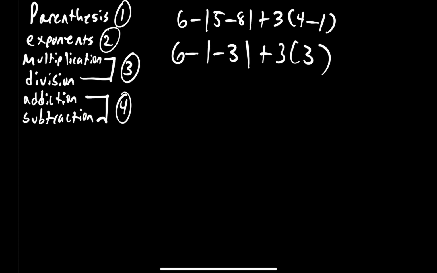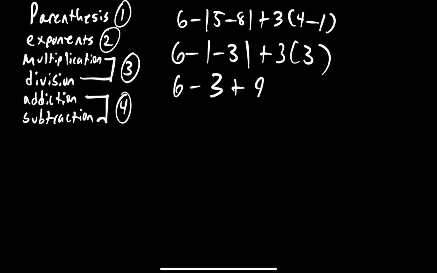So then we have our parentheses done. Now we move on to our exponents. We don't have any exponents, so we move to multiplication and or division. So we can do 6 minus, and then the absolute value of 3. So I guess we can just take the absolute value. Absolute value turns any negative number to positive, and any positive number stays positive. So it's going to be positive 3, then plus, and then 3 times 3 is going to give you 9.